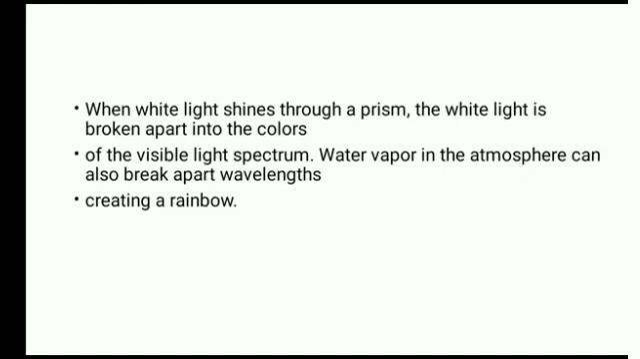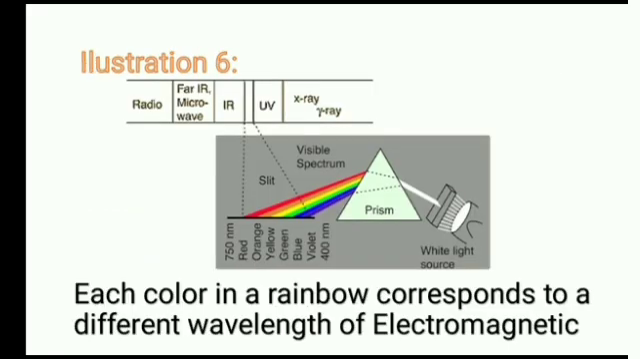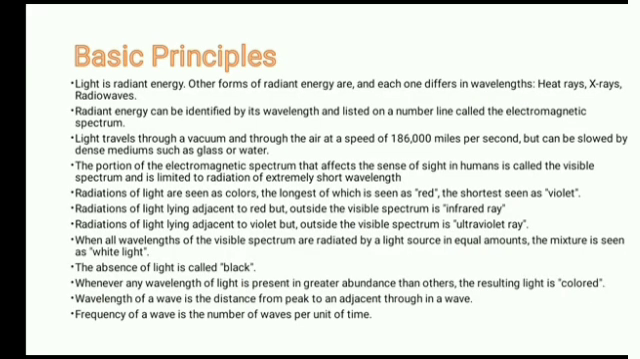When white light shines through a prism, the white light is broken apart into the colors of the visible light spectrum. Water vapor in the atmosphere can also break apart wavelengths, creating a rainbow. The basic principle is light is a radiant energy. Other forms of radiant energy are heat rays, X-rays, and radio waves, and each one differs in wavelength.